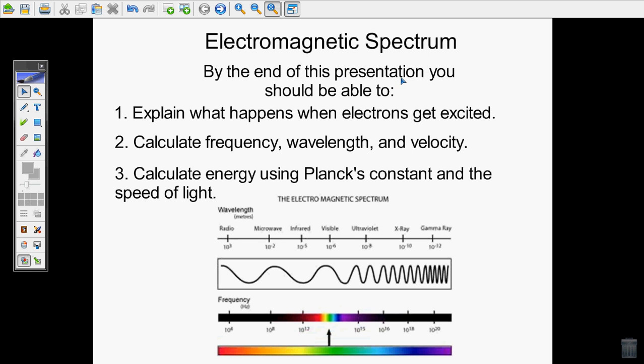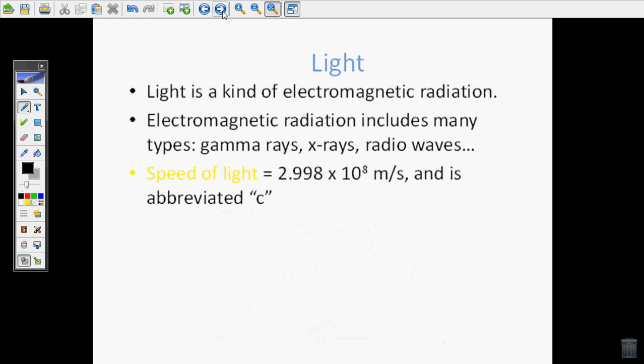Second part, electromagnetic spectrum. By the end of this presentation, you should be able to explain what happens when electrons get excited, calculate frequency, wavelength, and velocity using the speed of light, and calculate energy using Planck's constant and the speed of light. So what is light?